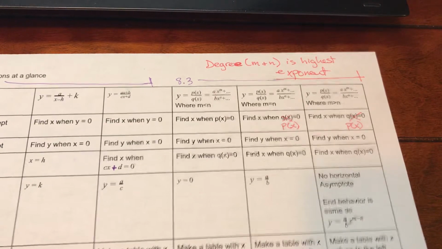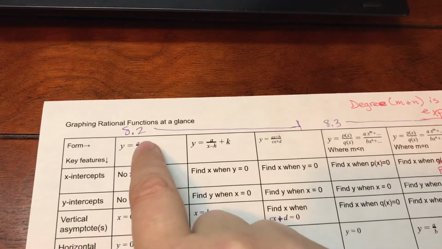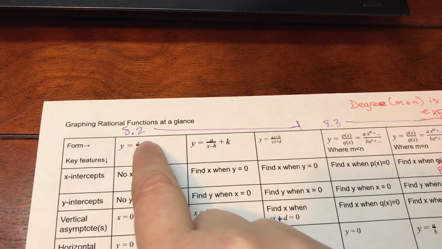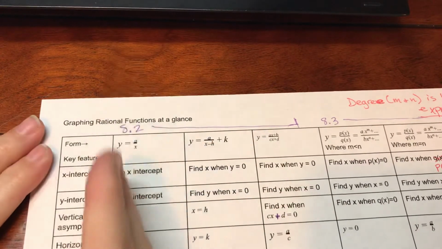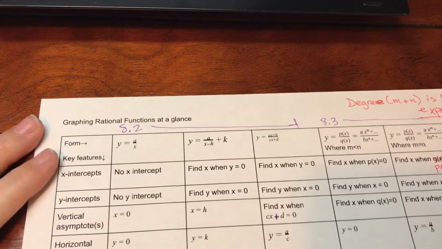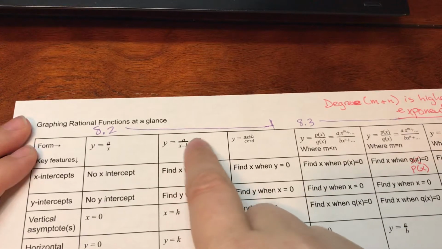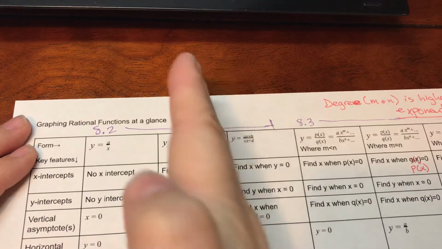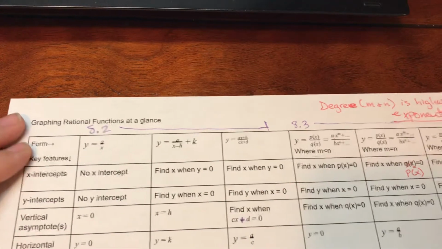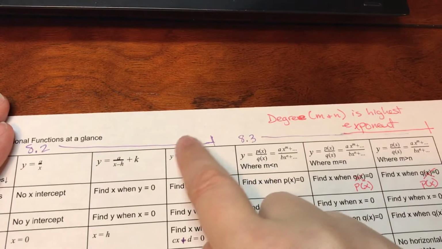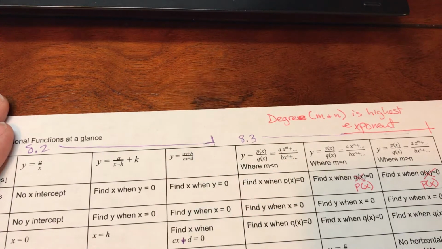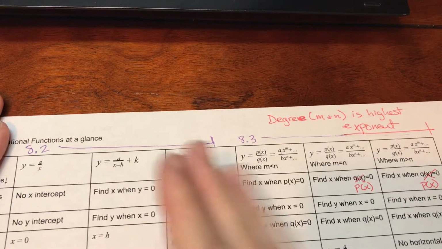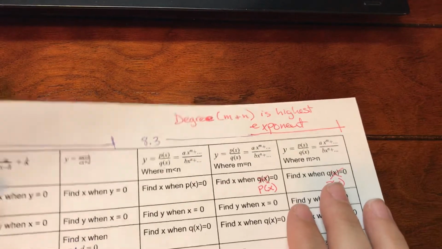But other than that, if you're starting with just a number divided by x, like 2 over x, the most basic form, you're going to follow this first column. If you have your AHK form, you're going to follow this column. If you have a linear divided by a linear, you're going to follow this column. This is all 8.2. Then we get into 8.3.